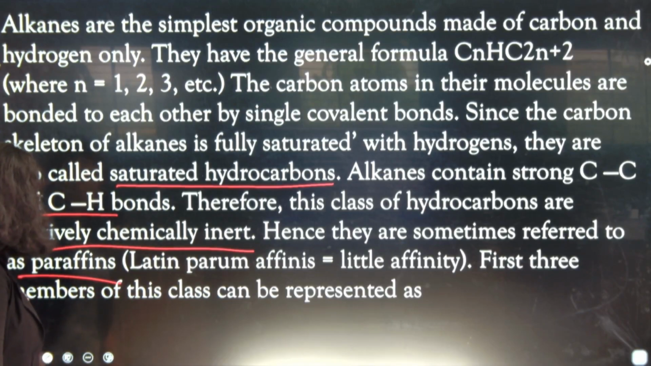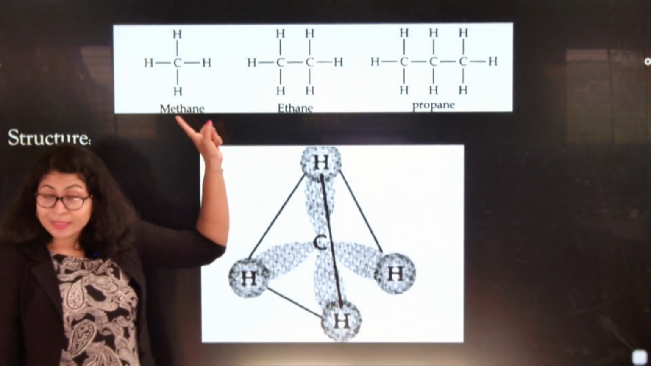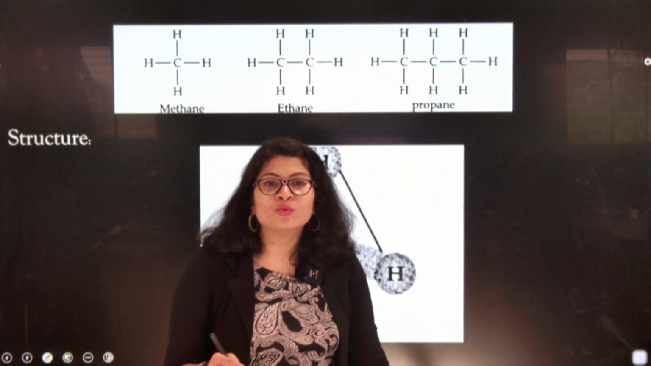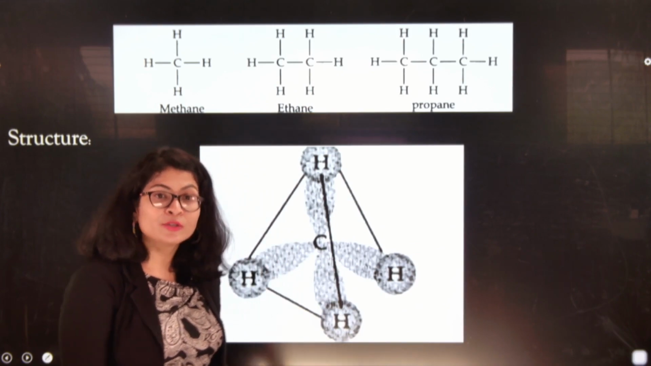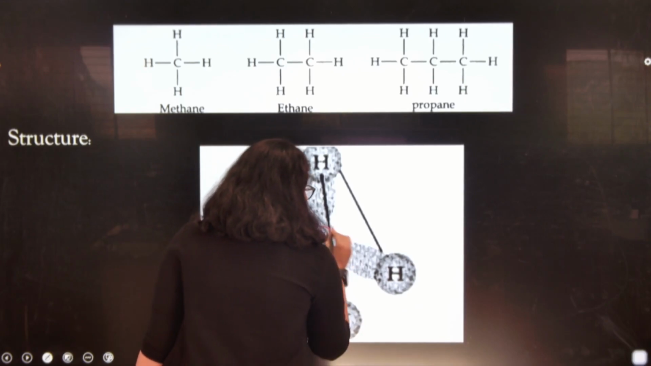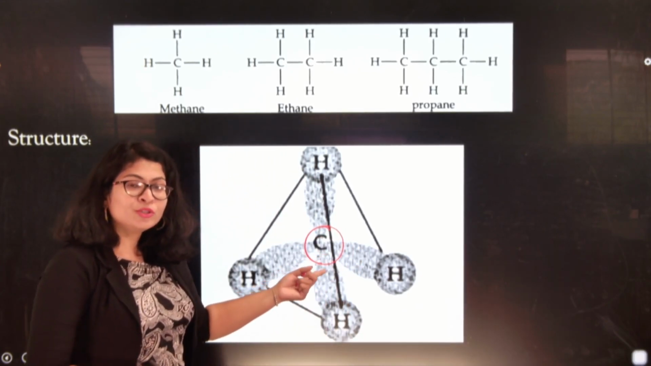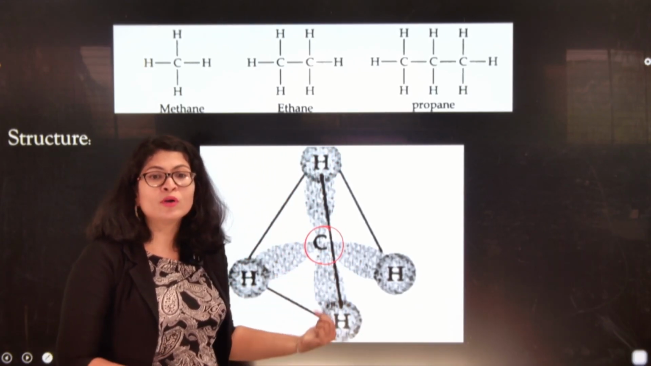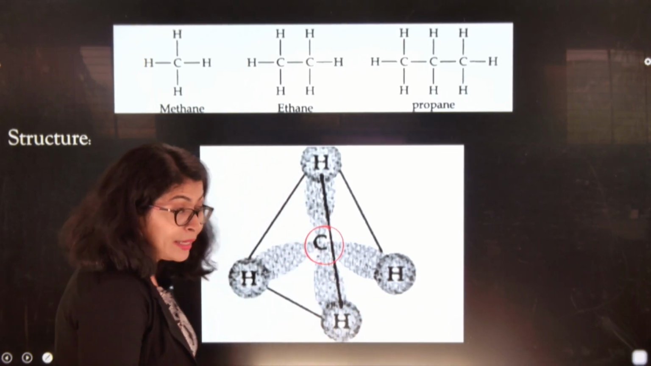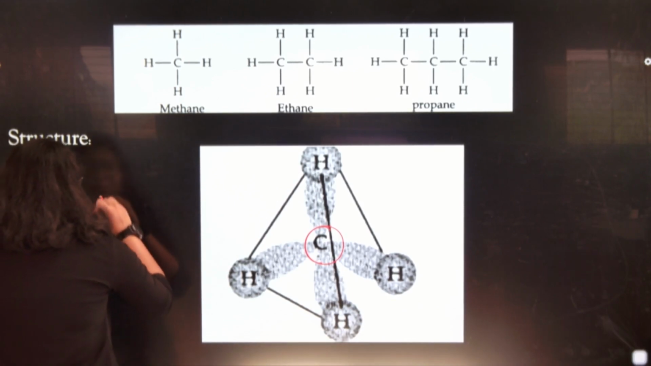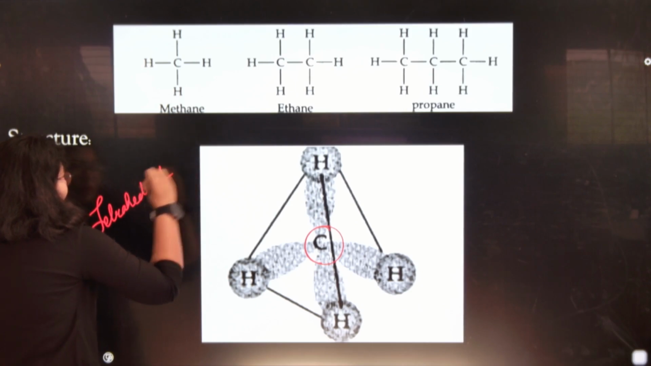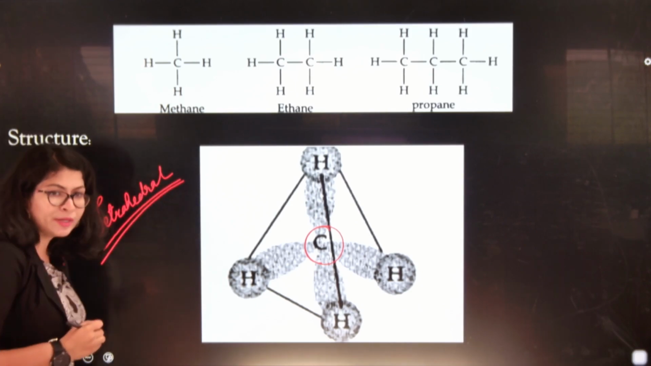The first three members are methane, ethane and propane, with carbon numbers 1, 2 and 3. If I look at the structure of alkanes, the carbon atom is present at the center and the hydrogens are directed towards the four corners of a regular tetrahedron. Therefore, alkanes basically have a tetrahedral geometry.